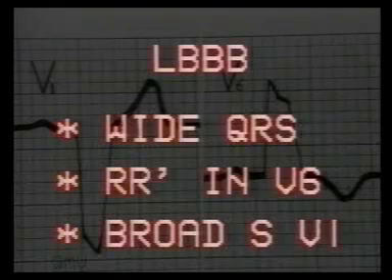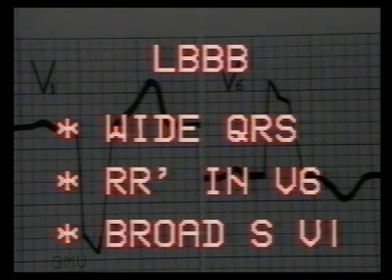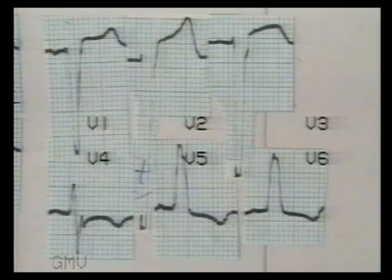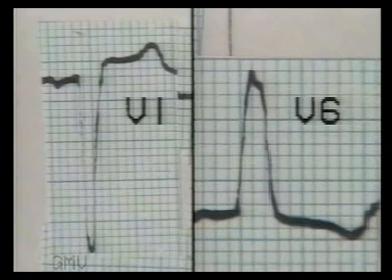To revise, left bundle branch block shows wide QRS complexes more than 3 mm wide, deep and broad S wave in V1, broad R wave or R dash wave in V6, and left axis deviation. This ECG shows wide QRS complexes. The lead V1 shows broad and deep S wave without an initial R wave. The leads V5 and V6 show broad and slurred R waves. So this is left bundle branch block.